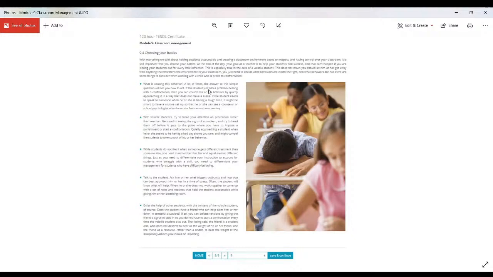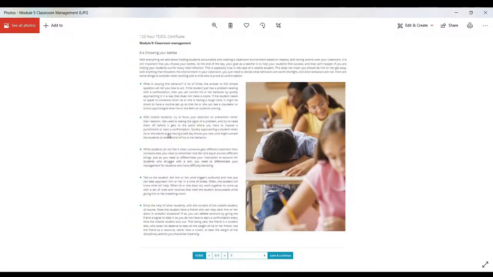Alright, a lot of times, the answer to this simple question will tell you how to act. If the student just has a problem dealing with a confrontation, then you can correct his or her behavior by quietly approaching it in a way that does not make a scene. Alright? Tawagin natin si student, labas tayo saglit, kausapin natin doon, no? Hindi yung sisigawan mo sa gitna ng mga kaklase niya. If the student needs to speak to someone when he or she is having a tough time, it might be smart to have a routine set up so that he or she can see a counselor or school psychologist when he or she feels an outburst coming.